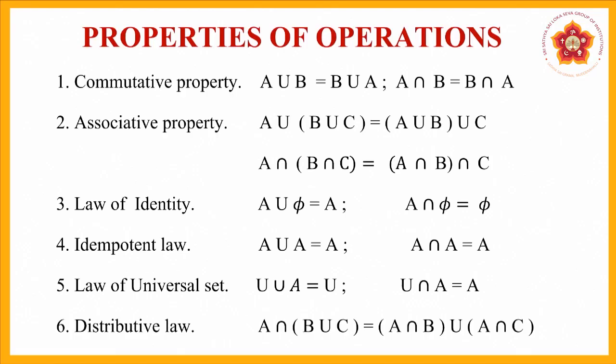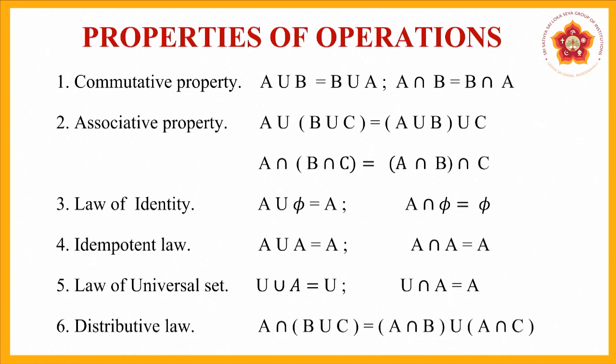Lastly, we have a very important law which is called the distributive law. Remember, the distributive law is used for two operations together. It is not used for one operation. It is used for two operations. Just like associativity we use three sets, here also we use three sets, but two operations are simultaneously used.